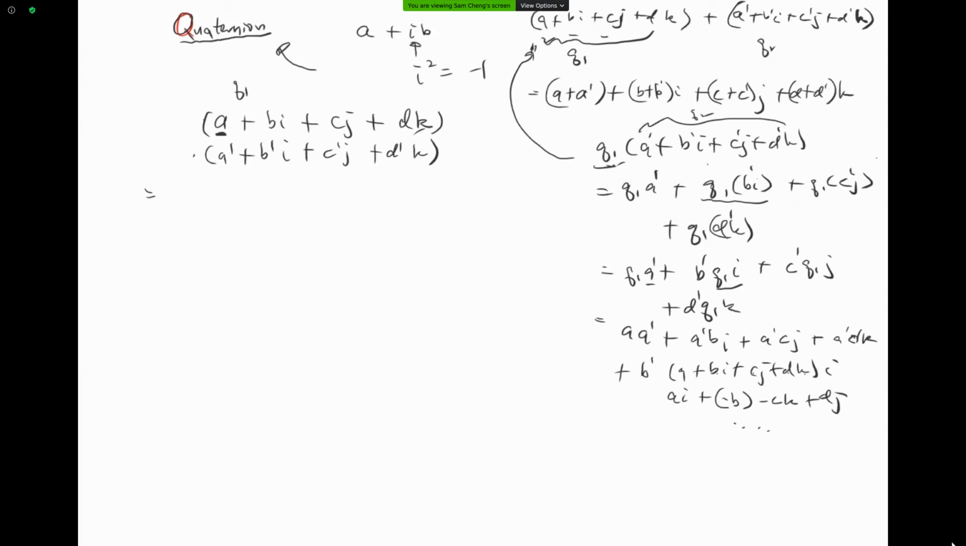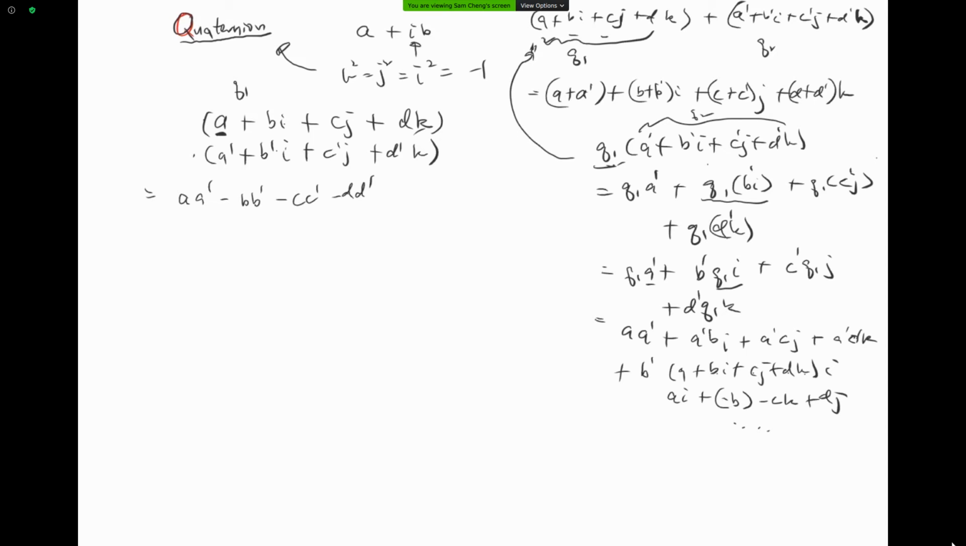What will contribute real terms? A times A pi will have real terms here, right? And then I need to keep that i square, j square, k square are all equal to -1. So multiplying this together gives me -1. I times i will get -1. So I have b b pi here, minus c c pi here, minus d d pi here.